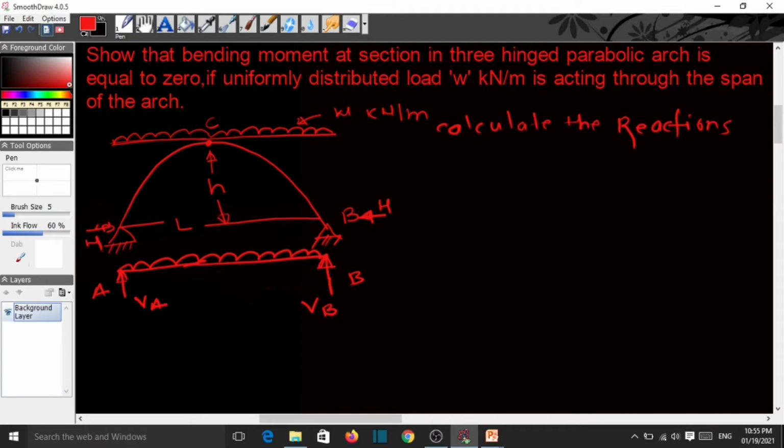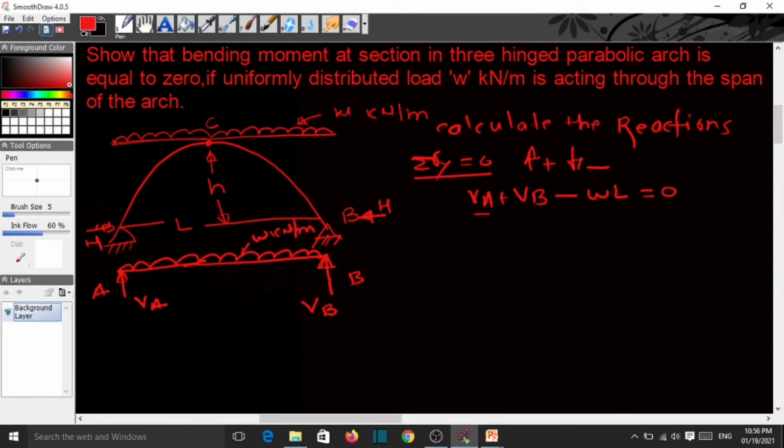So here, by symmetry of this arch and the load being symmetric, if we apply the condition sigma Fy equal to 0, we consider upward force positive and downward force negative. So here the upward forces are VA and VB, and downward is this UDL, w kilonewton per meter. So the total load is wL, and that is equal to 0.